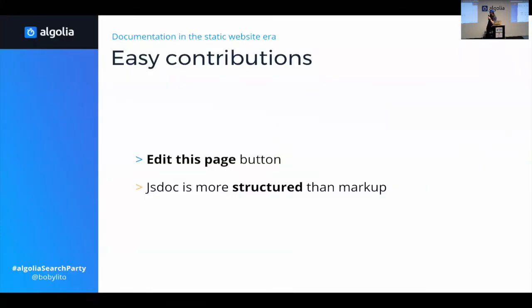One thing that we've added is an edit this page button on every page. Instead of going to Markdown files, we go to the source file where the JSDoc lives. The thing is that JSDoc is more structured, so making an edit is more straightforward. And also because it goes to GitHub, it's easy for a new contributor to open a pull request right away. Let me show you.